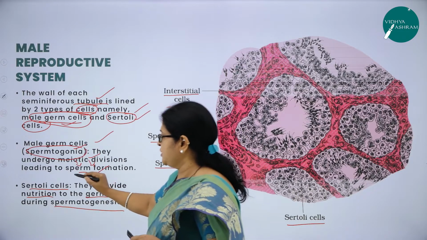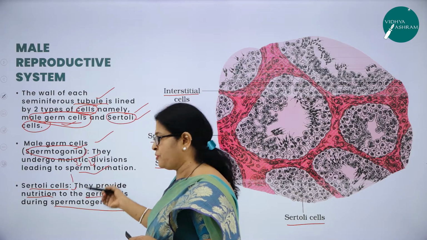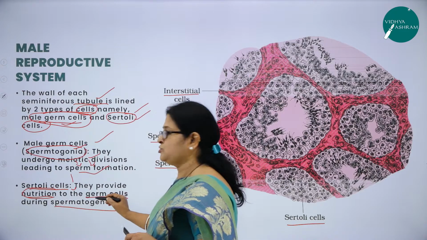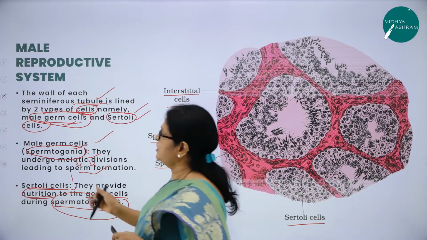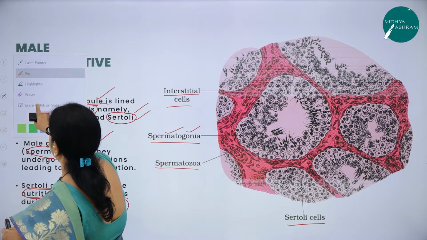Then what is the function of Sertoli cells? To provide nutrition. To whom? To the germ cells during spermatogenesis. As I said, spermatogenesis is a very, very important event.